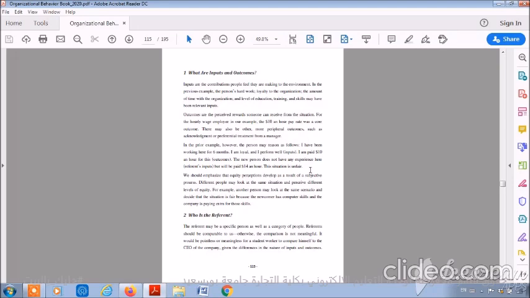Who is the referent? The referent or comparison person is the person we compare ourselves to.